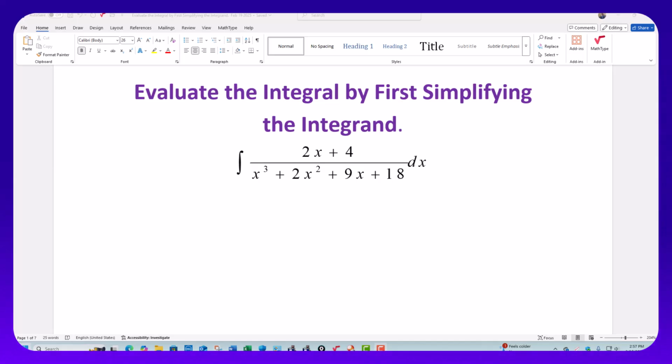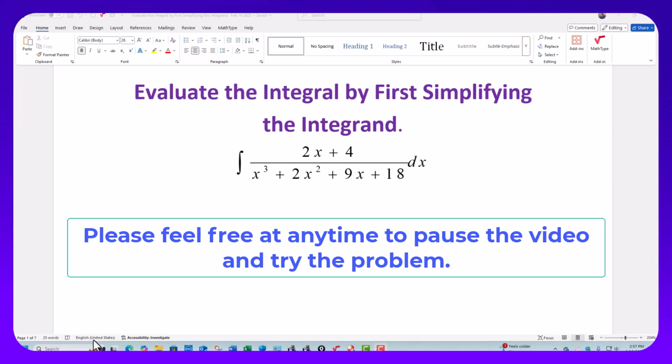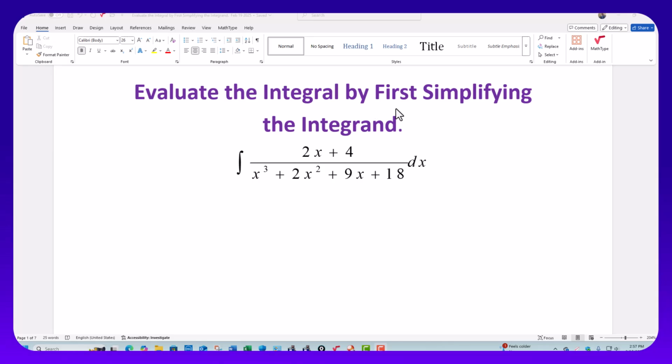In this video, we want to evaluate the integral given here where the integrand is a rational expression. Now, you're given a big hint here. It says first simplify the integrand. So we got a 2x plus 4 indeed. So we can factor a 2 out of this one. We get x plus 2.